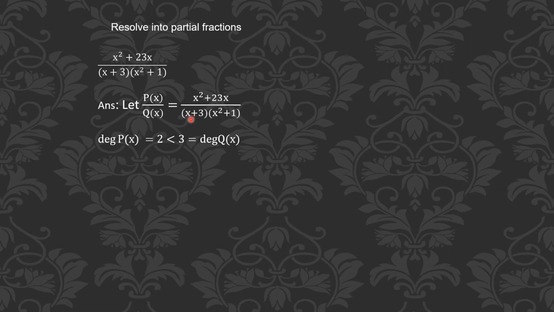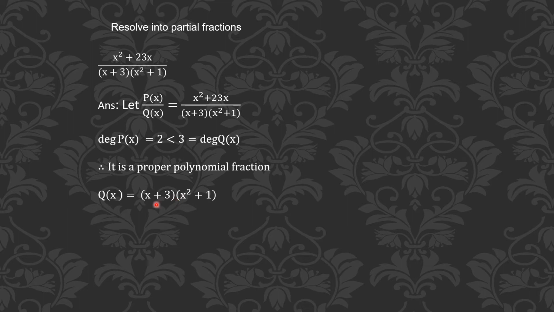Whereas in q of x, if you expand x into x square, you will get the highest power of x as 3. So the degree of q of x will be 3. Since the degree of the numerator is less than the degree of the denominator, it is a proper polynomial fraction. Now let us have a look at q of x again. It is x plus 3 into x square plus 1.